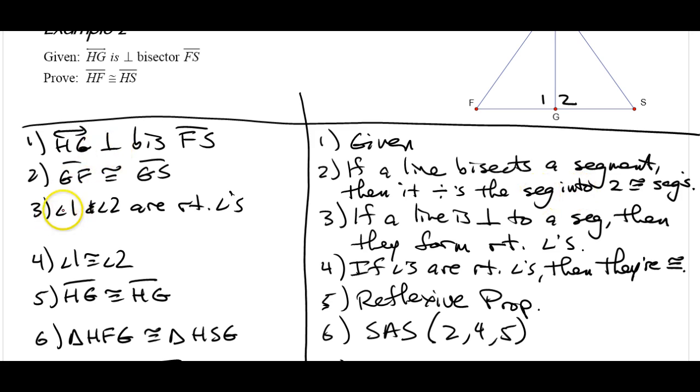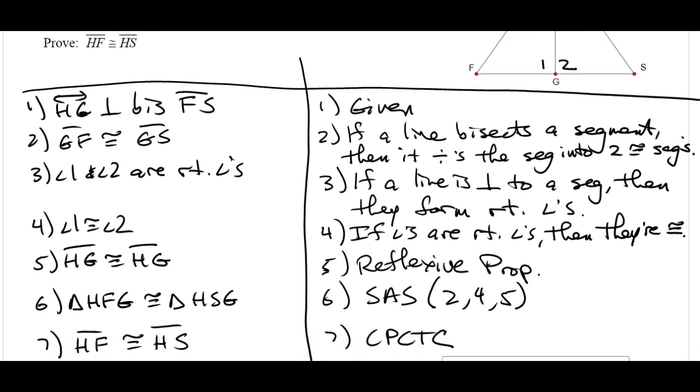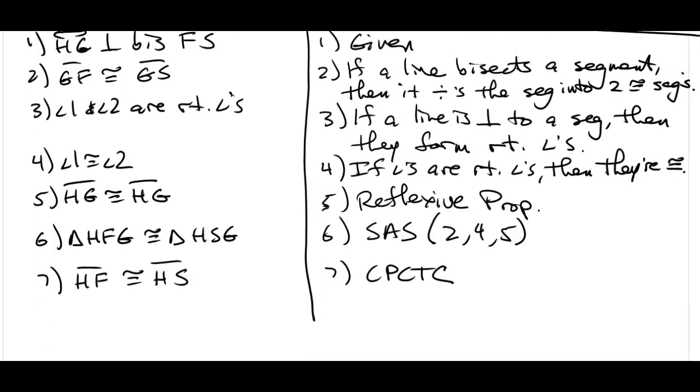And then since it's perpendicular, I know we have right angles. We know right angles are congruent. We've got the reflexive property. We can say the triangles are congruent from there. And once the triangles are congruent, we have CPCTC. So, only 7 steps, but again, once we learn the concepts, the two theorems in this section, we'll be able to do this in 2 steps. So that takes care of our 2 examples. We're going to go back and look at these in a minute or 2.